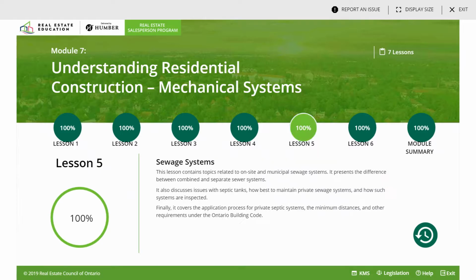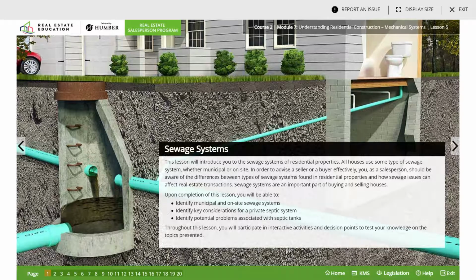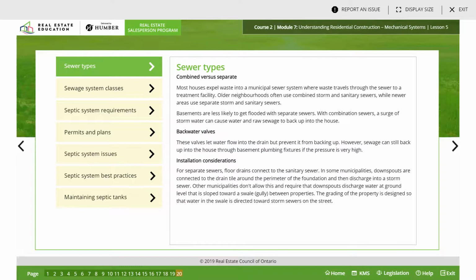Let's move on to lesson 5. They talk about sewage systems. Sewage types, combined versus separate. Most houses expel waste into the municipal sewer system, where waste travels through the sewer to a treatment facility. Older neighborhoods often use combined storm and sanitary sewers, while newer areas use separate storm and sanitary sewers. Basements are less likely to get flooded with separate sewers.